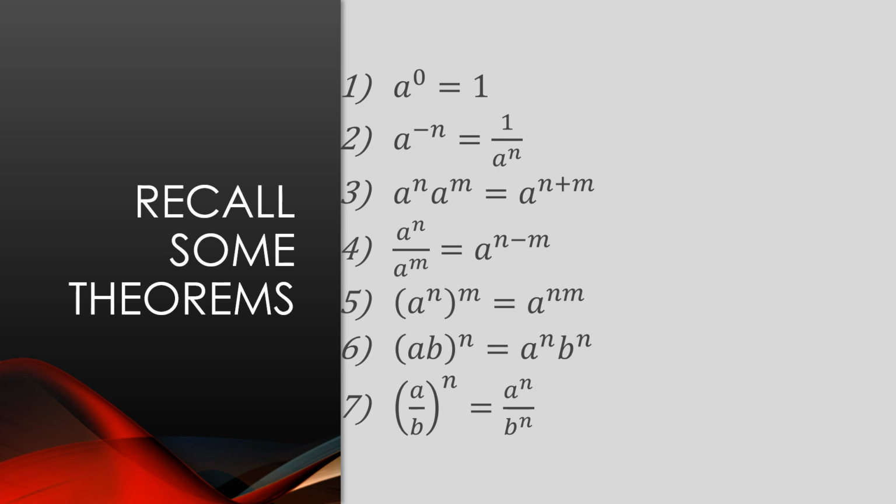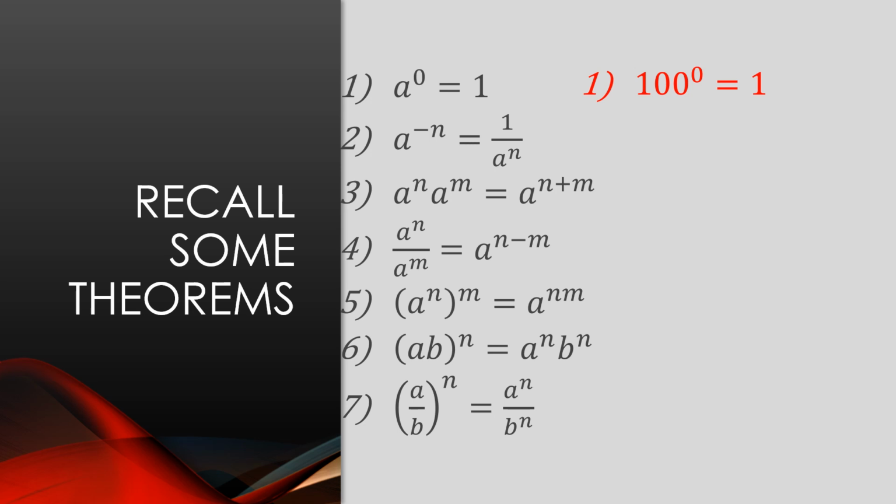Now let's recall some theorems. For numbers 1 and 2, we have to take note that a here is not equal to 0, because if it becomes 0, the result will be undefined. So, for number 1, any number except 0 raised to 0 is equal to 1. For example, we have 100 raised to 0, and that is equal to 1. Same with negative 100 raised to 0, that is also equal to 1.